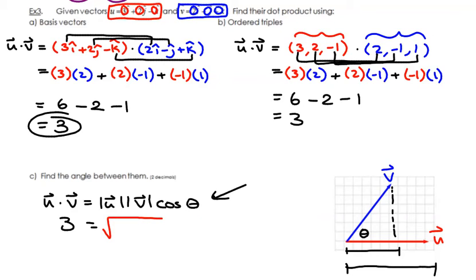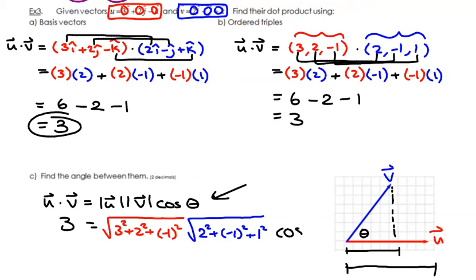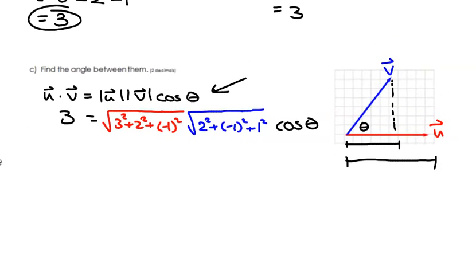Of the U vector, we have 3 squared, 2 squared, and 1 squared. Is it 1 squared or negative 1 squared? Negative 1 squared. Let's change that: negative 1 in brackets squared. Beautiful. Then our magnitude for V was 2 squared, negative 1 squared, and 1 squared. And then this is what we're looking for, cos theta. We don't know what theta is, but that's our unknown, so we can totally just solve.